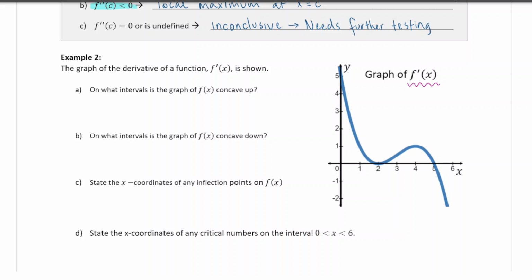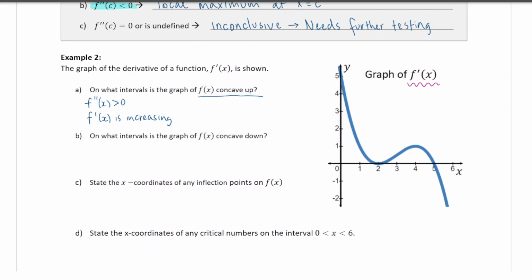So question A, it says, on what intervals is the graph of f of x concave up? So first of all, what I like to do, or tell students to do, is just write down what that means. So if the graph is concave up, that means that the second derivative is positive, right? It also means that the first derivative is increasing, because remember what the second derivative is, it's a rate of change of the derivative. Okay, so we're looking for places on this graph where it is increasing.